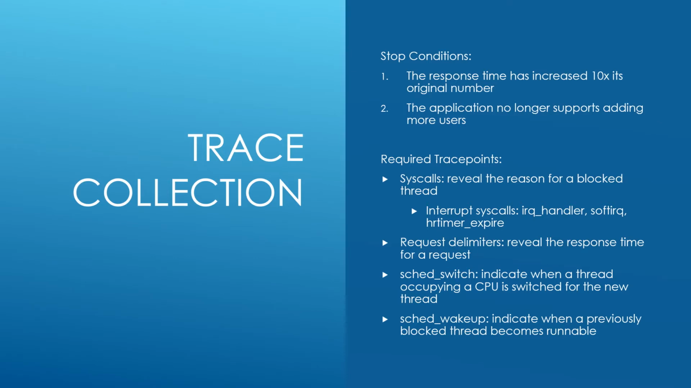Because the one-lane bridge is a scalability problem, we need to do a number of traces and each increase the number of users. So we'll increase the number of users until either the response time has increased 10 times its original number, or the application no longer supports adding more users. And when we collect the traces, we'll need to enable the following trace points.